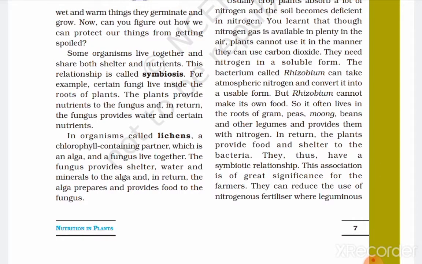Let me tell you the example of lichens. You know what lichen is? I will tell you in chapter 4. Lichens are used to extract litmus, and it is an indicator which helps us to indicate whether a substance has an acidic nature or a basic nature. We will talk about it in chapter 4.